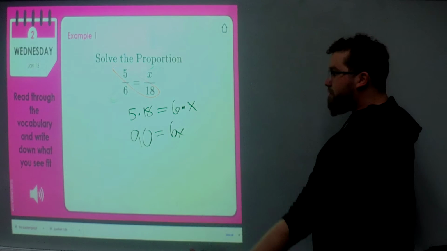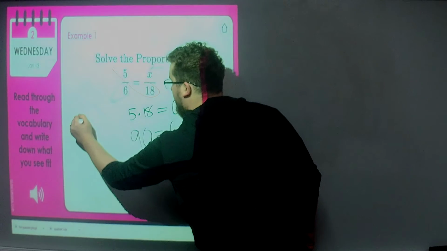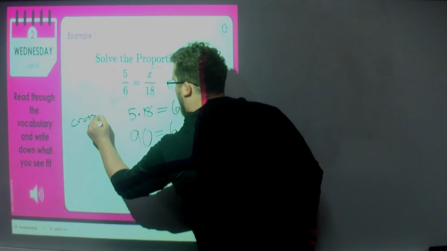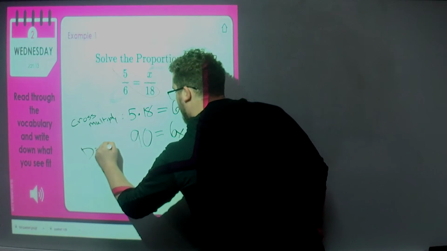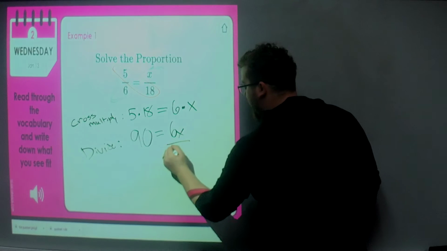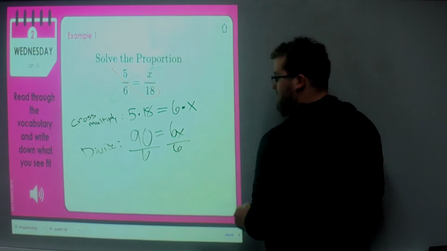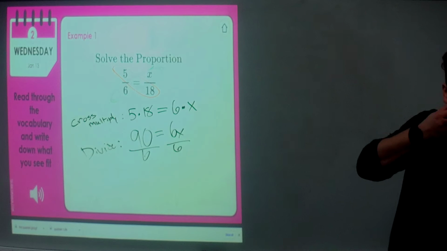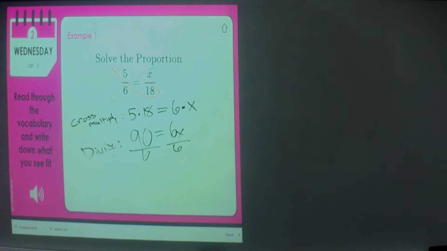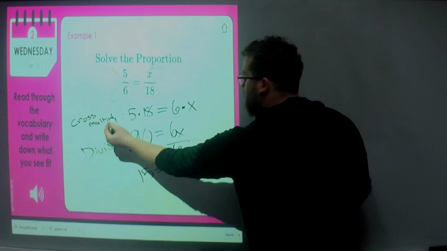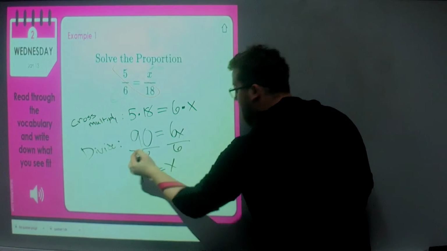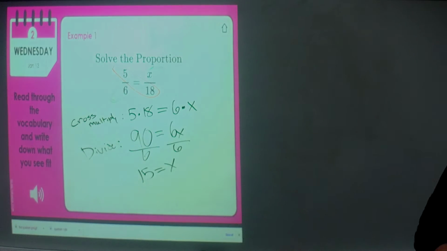And then divide. So here's my cross multiply, and now divide. So we divide by 6, divide by 6, and we come out to x equals 15. Cross multiply, then divide. That is how we solve proportions.